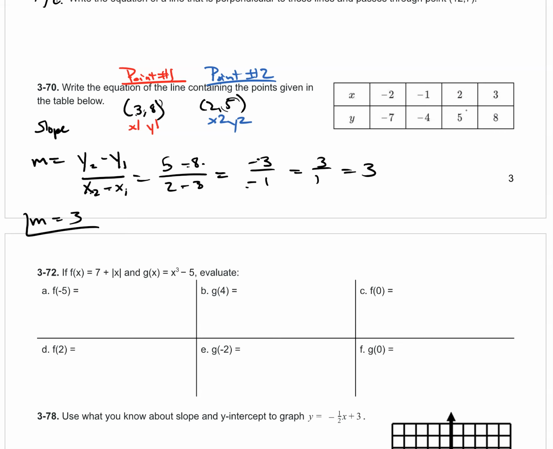Okay, there's a couple ways you can do this. One way to do it is to just add a column 0. You could put 4 here. Since the slope is 3, this goes from 8 to 11. So 5 plus 3 is 8. 8 plus 3 is 11. What would 0 have to be? It would be 2, right? So b equals 2.